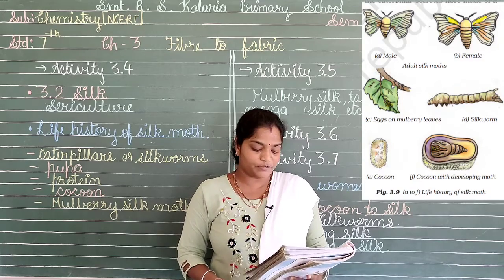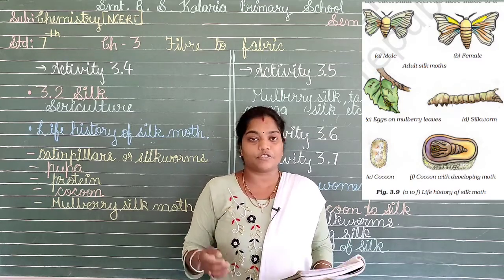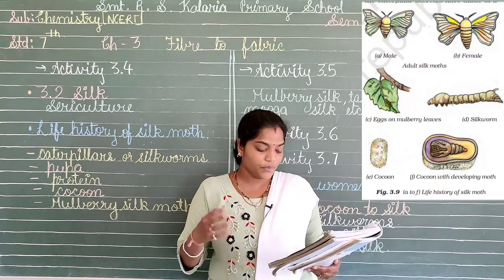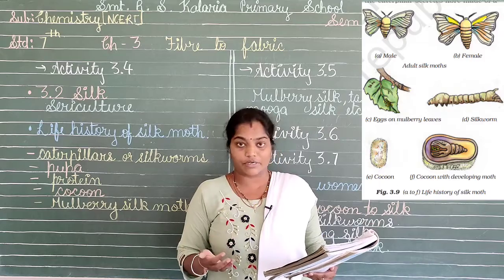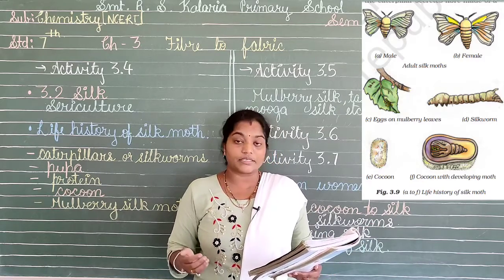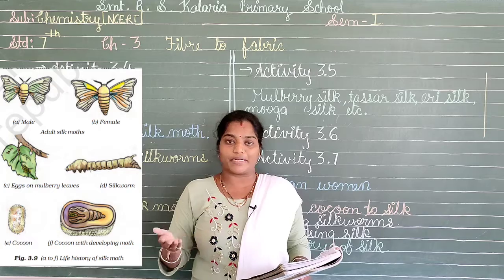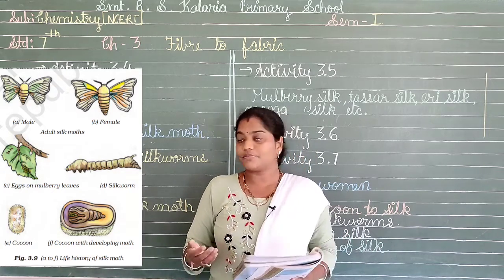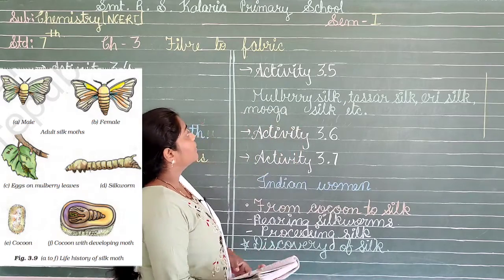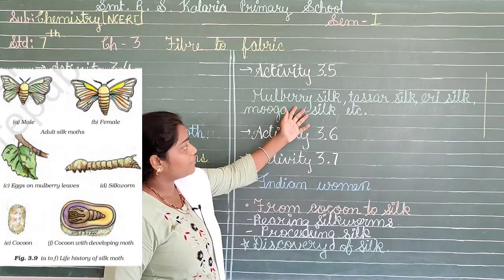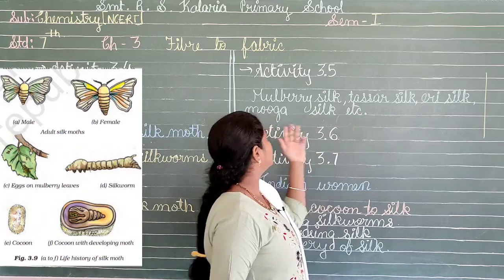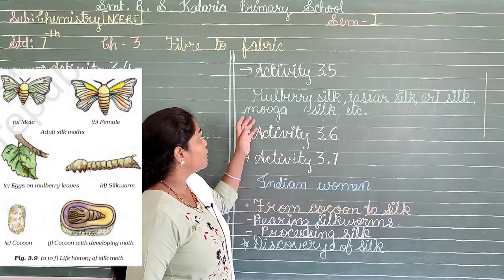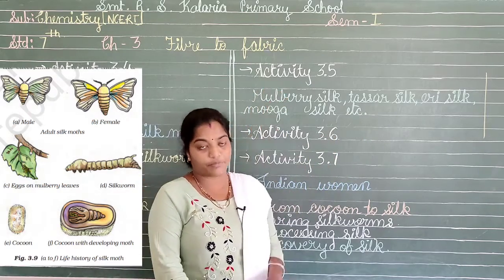Now activity 3.5 here says to collect pieces of silk cloth of various types and paste them in your scrapbook, or you can have it in your CW if it is available to you. You can find them in the tailor's shop. Along with your parents you can go over there and find different types of silk. The names of these silks would be different: the mulberry silk, some tesser silk, some eri silk, then the muga silk, and so many other silks available in the market. Now this is what we have seen in activity 3.5.